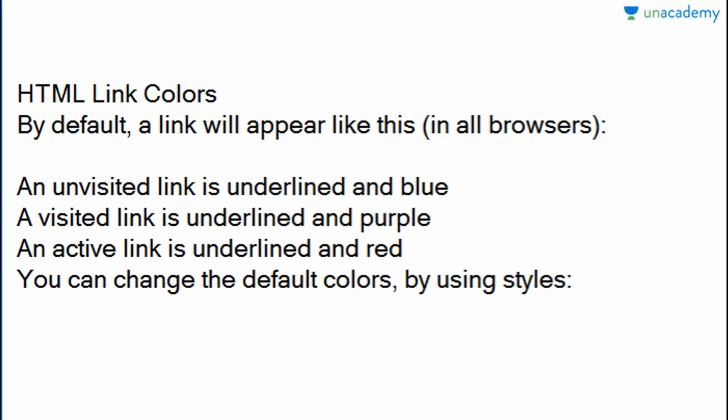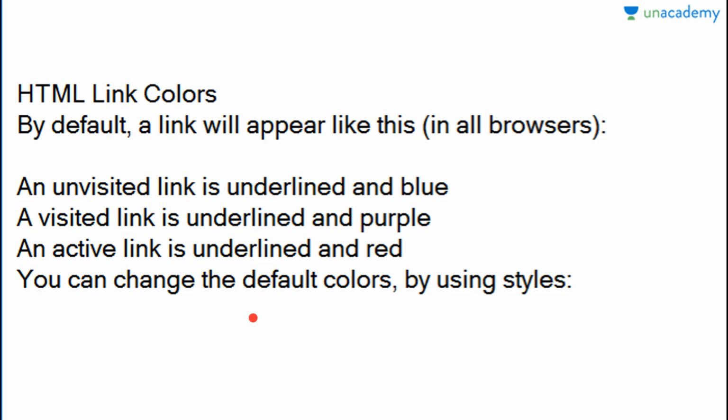Now let's study the link colors. By default, every link is given a color. So there are different states that a link has. Let's study that. An unvisited link is underlined and blue. Whenever you see a link, it's blue in color and underlined. That's unvisited. A visited link is underlined and purple. The color of a link that you have already visited turns purple. An active link, which you are currently on, is red in color. So these are the attributes of unvisited, visited and active links.